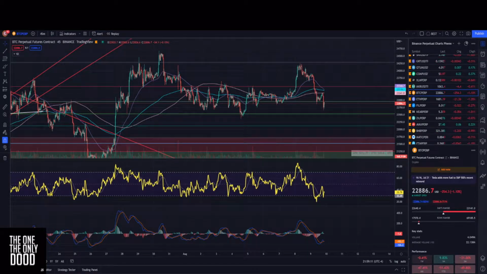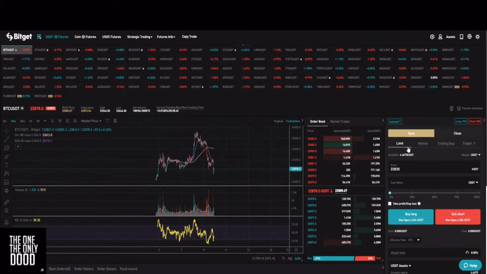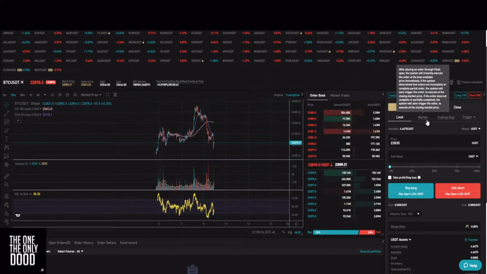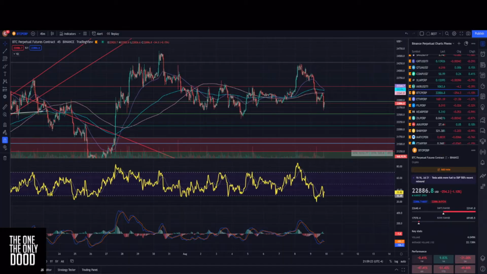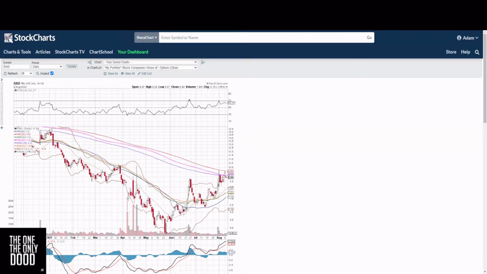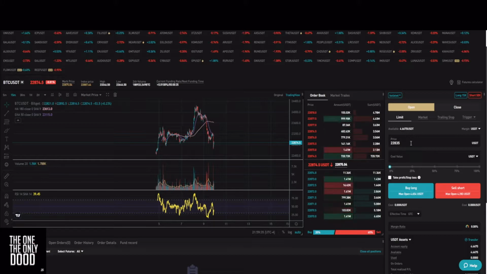Now we have a couple options. We can do a limit order or a market order. These are the ones you will be using. With the limit order, let's say we did our analysis and wanted to long it at 22,534. We would go over here to limit order, click on limit, and type in the number that we want to enter at.